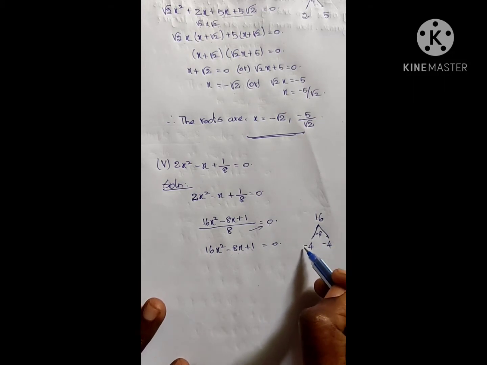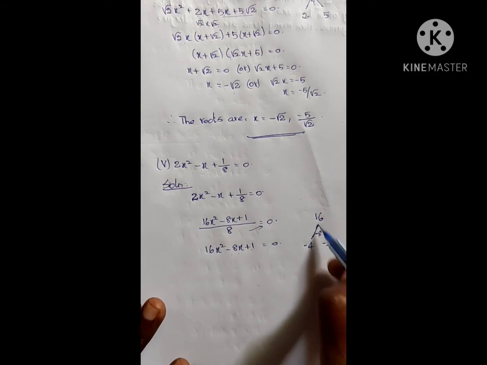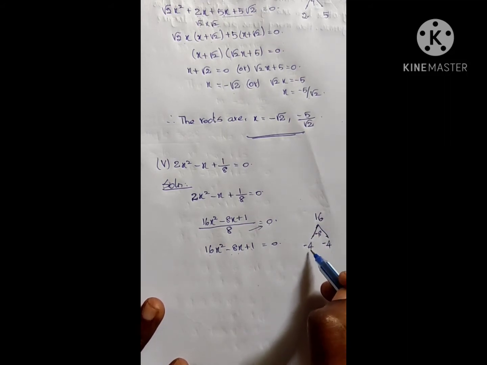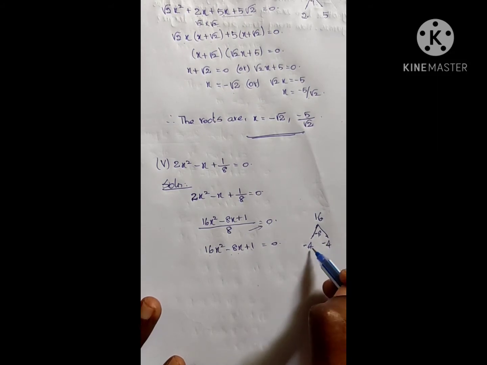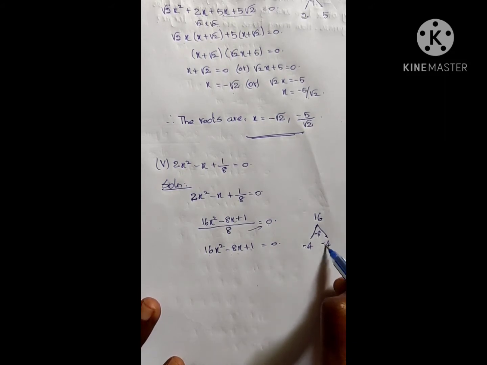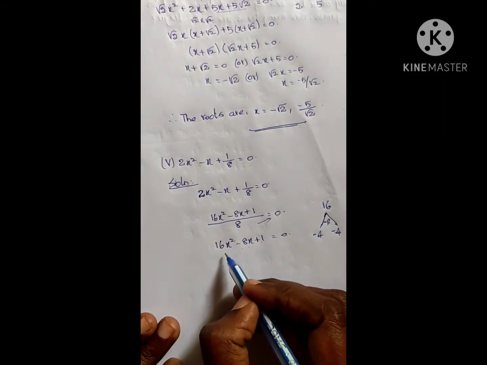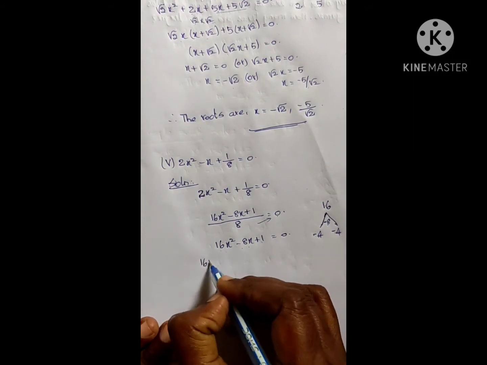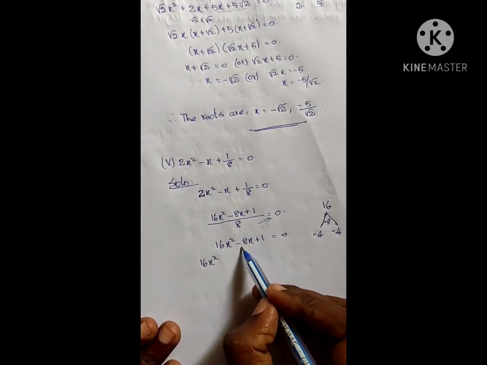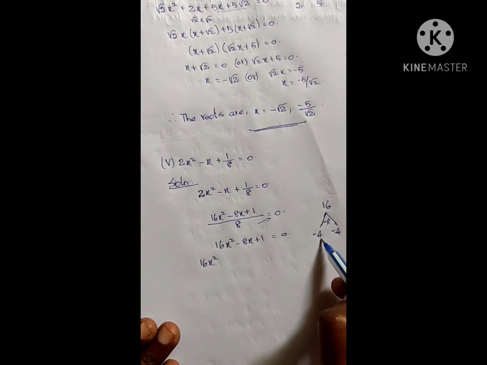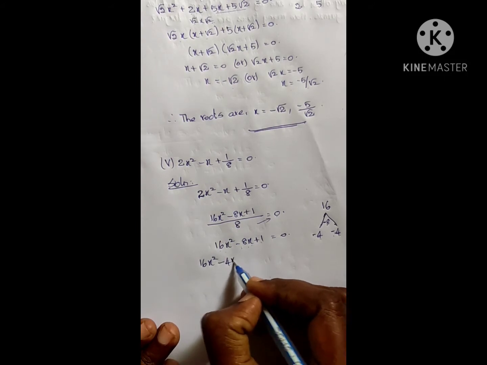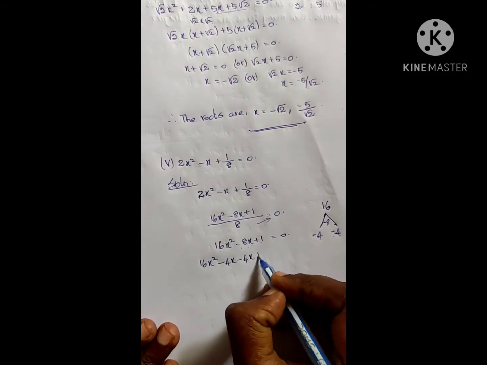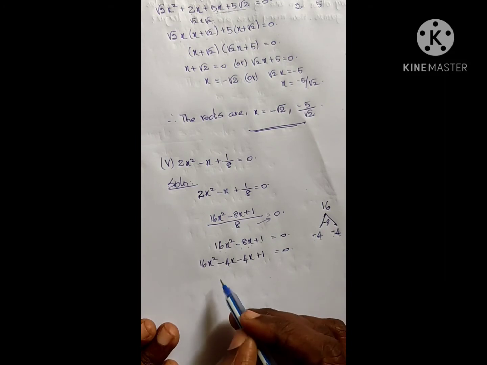So while multiplying minus into minus, plus, 4 fours are 16. And while adding -4 plus -4, both have the same sign, so add 4 plus 4, 8, that is -8. So now this equation becomes 16x² and we write this -8x as -4x - 4x, so this is -4x plus 1 equal to 0.